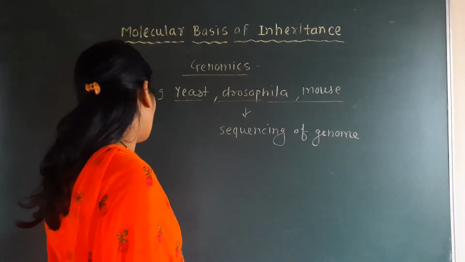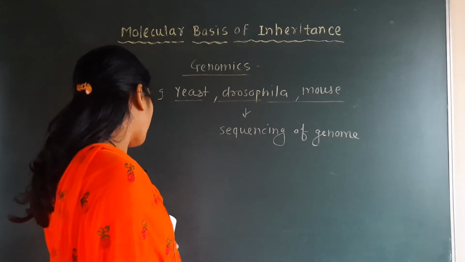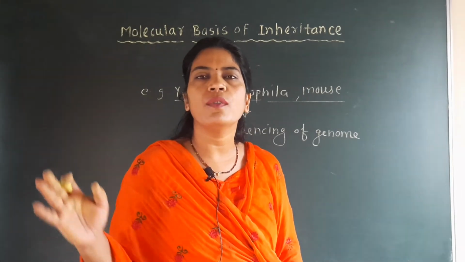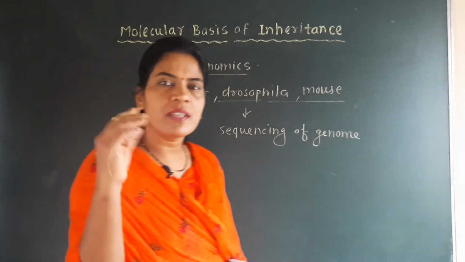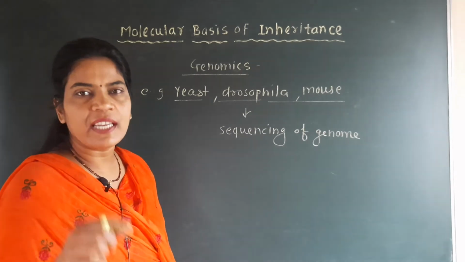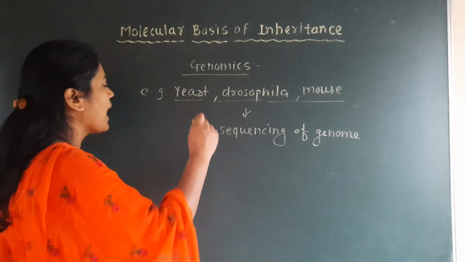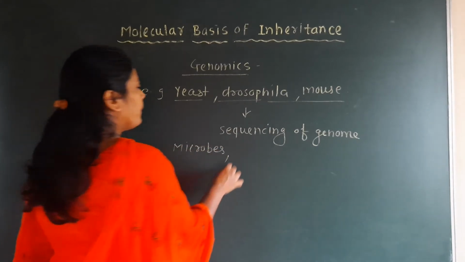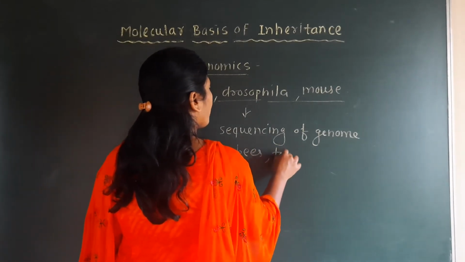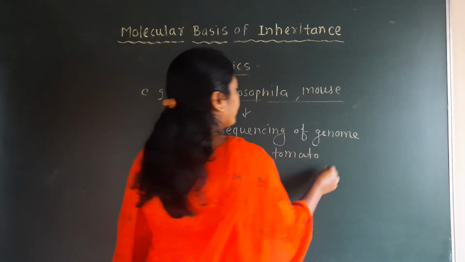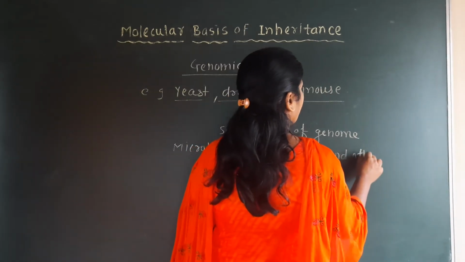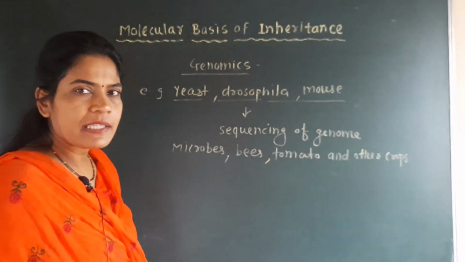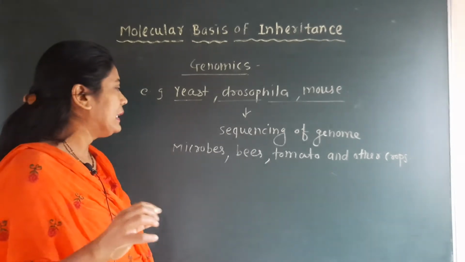Okay, after that, not only did they carry out the experiment on Drosophila, mouse and yeast, but also some additional genomes were studied to study in detail the genome of the human being, and for that they also use some microbes, bees, tomato and other crops. That means for in-detail study they use the microbes.